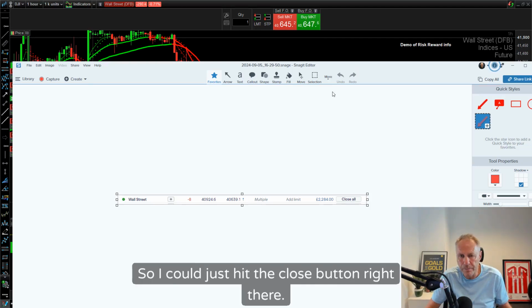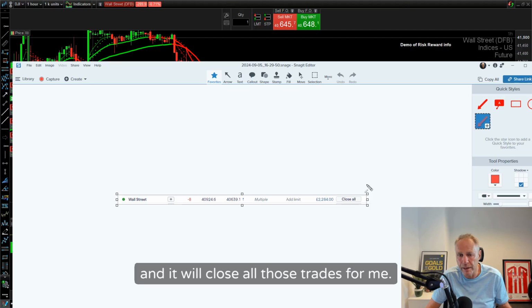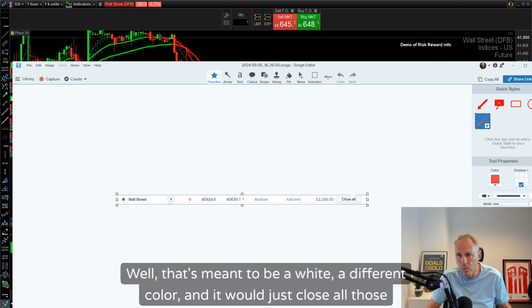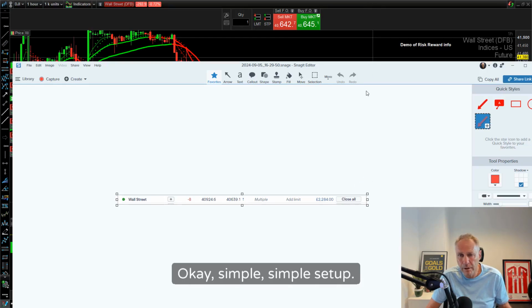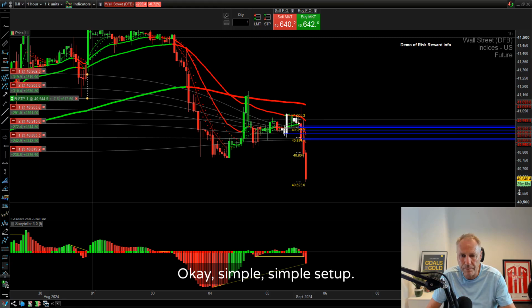Okay, so you know, I could just hit the close button right there, and it will close all those trades for me. Oh, that's meant to be a different color, and it would just close all those trades for me, guys, in one go. Okay, right here. Okay, so simple setup.